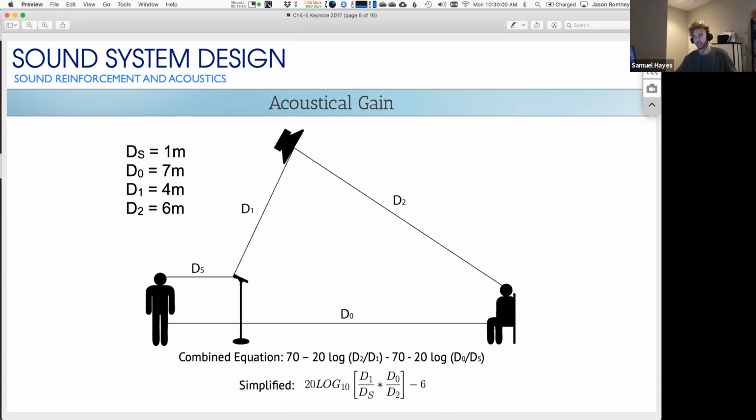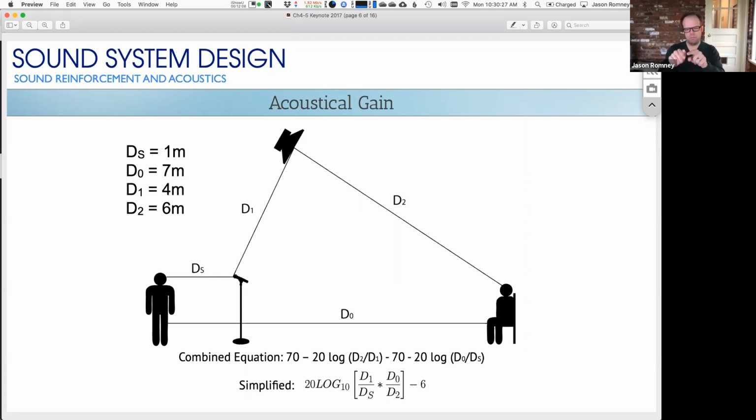I got 7.38. Anybody else get that? That's what I got. So I need one more person before it'll be right. 7.38. Yay. Okay.